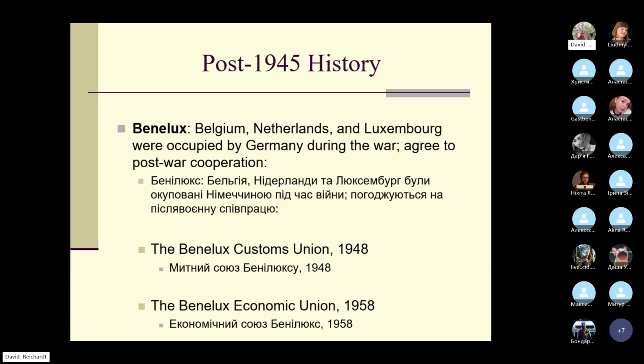Why? Well, they're little countries and they're in a sandwich. You know, think of a cheeseburger or a hamburger between France and Germany. What a terrible location, right? Between France and Germany, you have little countries and they are in the sandwich. And so they have a good motivation for European cooperation. So they usually start the process. And that starts in 1948 with the Benelux Customs Union.